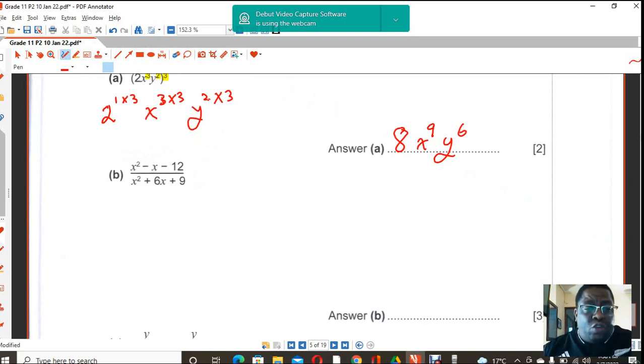Right, when you're dealing with this, hopefully by now, I hope you realize in order for you to do any sort of cancellation, you must have 1 term on top divided by 1 term underneath.